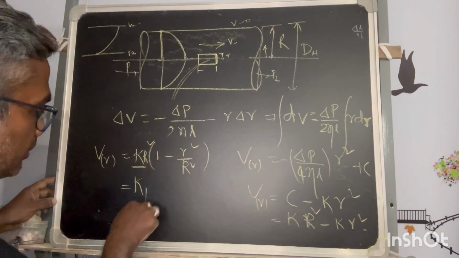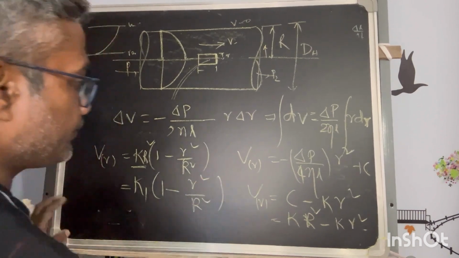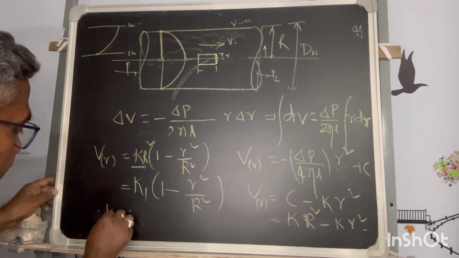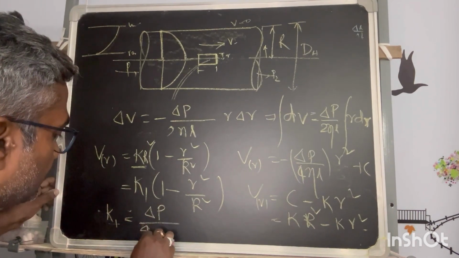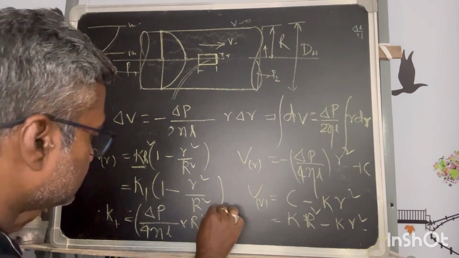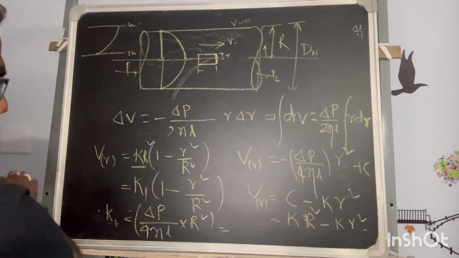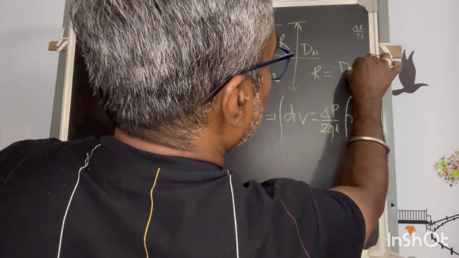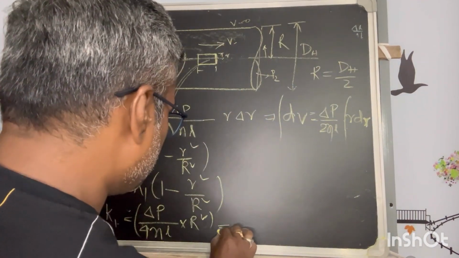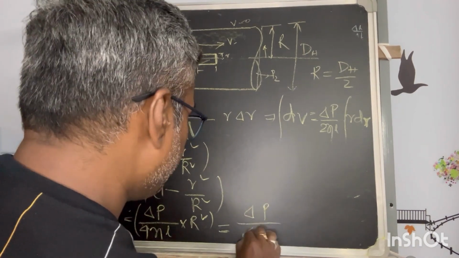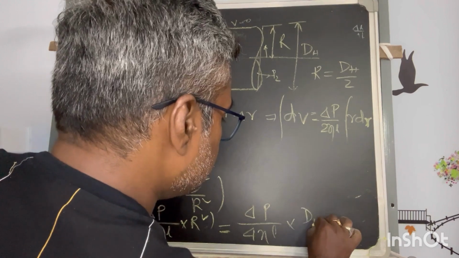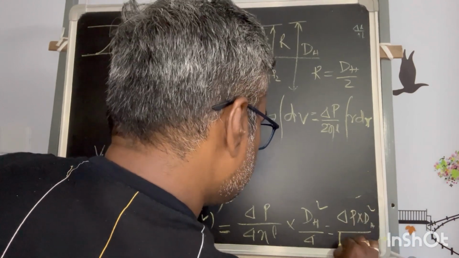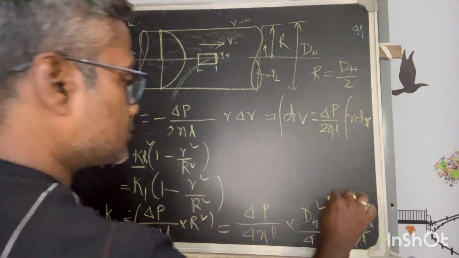Now K into R square, I'll give another constant name. What is this value exactly? K we have taken as this one, and now we plug in R square. So K1 is equal to delta P over 4 eta L, into R square. R can be represented with the hydraulic diameter: R is nothing but dH by 2, because this is known from the viscosity formula. So instead of capital R, we put R square as dH square by 4. Ultimately it is delta P into dH square divided by 16 eta into L. So this value is called the critical velocity.